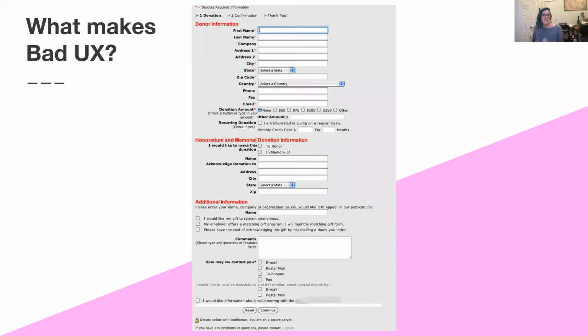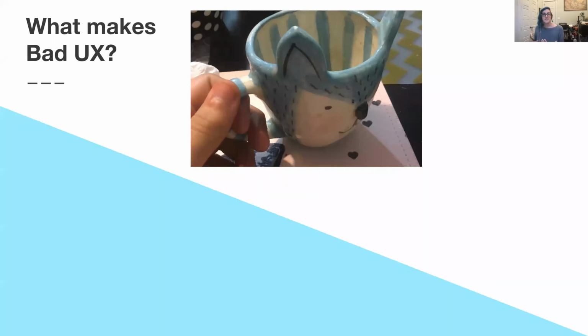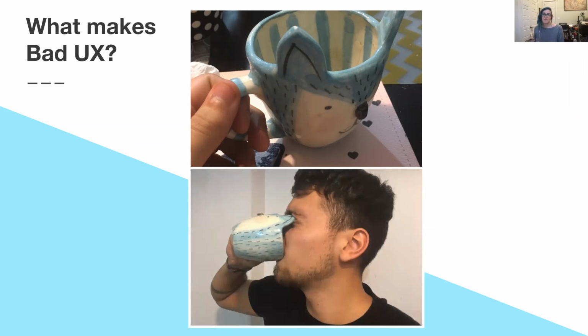Our next example is that UX can also apply to physical products as well, like this adorable cat fox looking mug. It looks great, but when you put it to use, you might end up with some lawsuits.